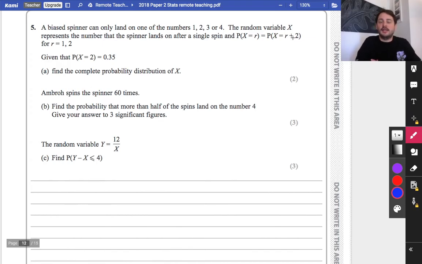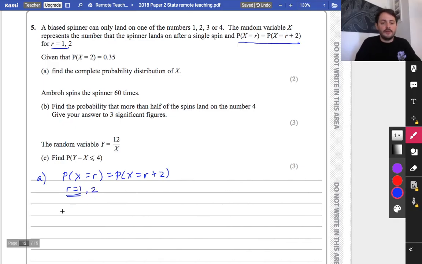That just suddenly was like, what are they talking about? That seems like something I've never seen before. But you just need to keep calm in these kind of exams and think, okay, well, why don't I just look at this information they've given me and see what it tells me. So they've said the probability that x is equal to r is equal to the probability that x is equal to r plus 2. And they've said that r is equal to 1 and r is equal to 2.